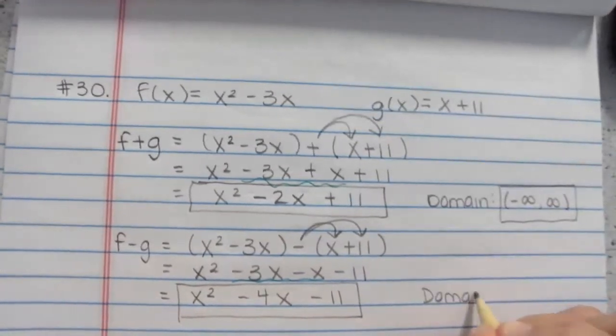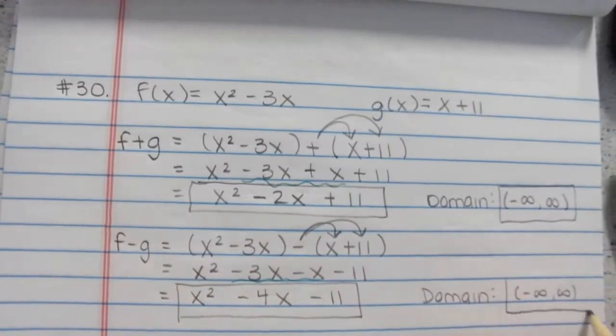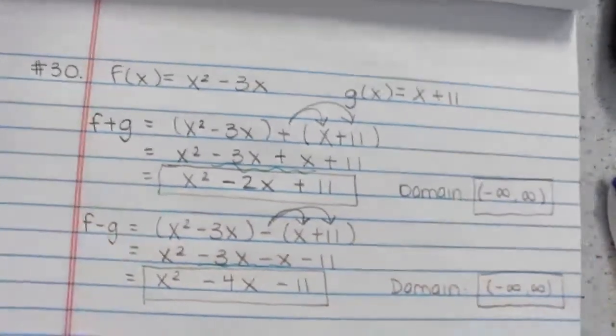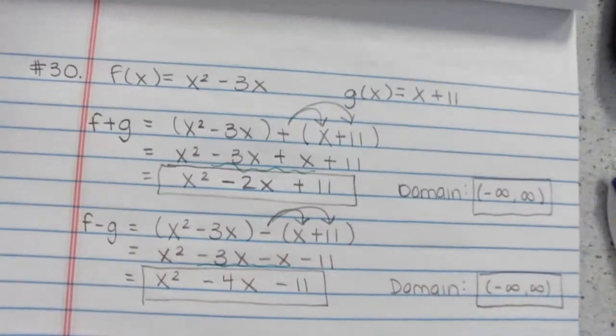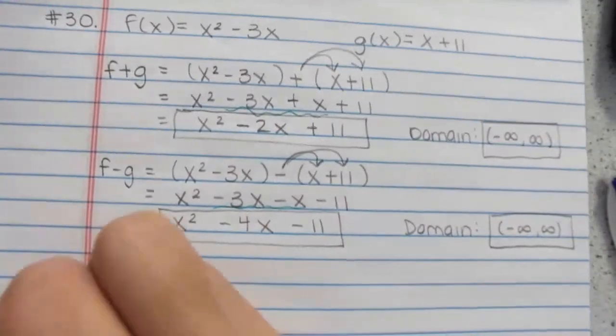Again, for our domain, no fractions, no radicals, so no problems. So our domain is no problem, so everything. So negative infinity to positive infinity. Almost done. f times g.